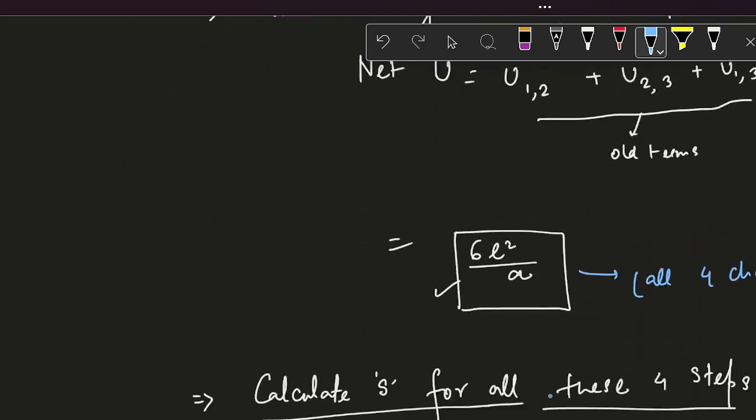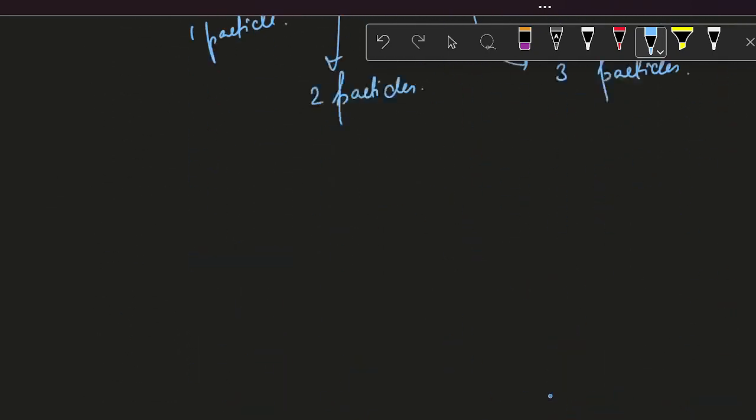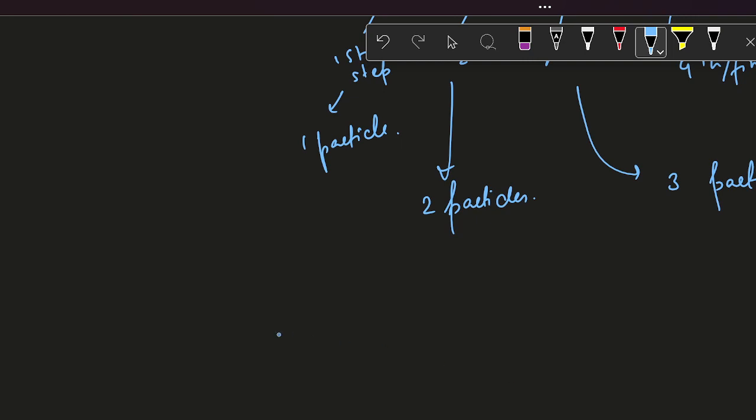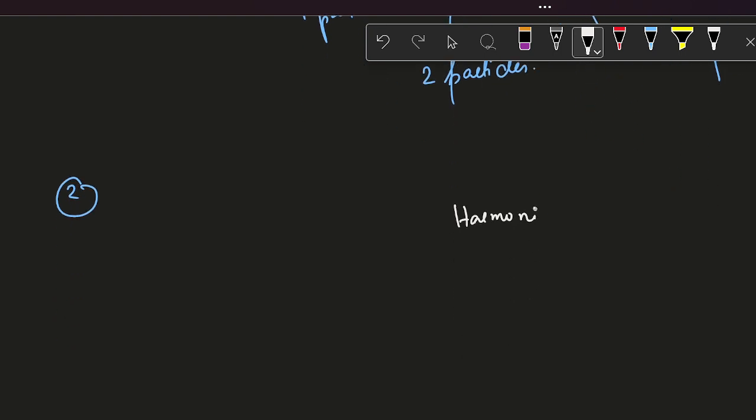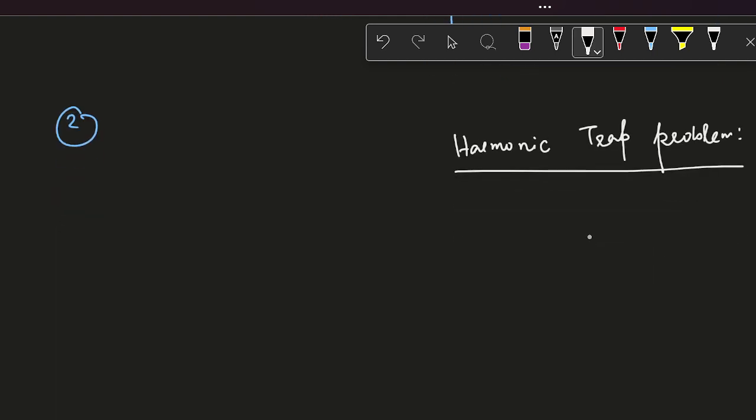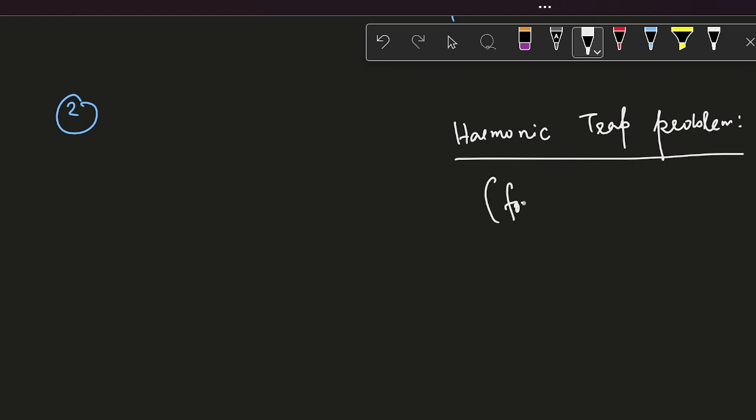So let us first understand the question and try to solve it in our pattern. This is question number 2. This is a harmonic trap problem, asked for a single particle. It is important that you only use a single particle.